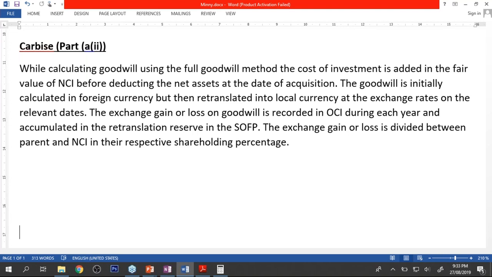Yes, Tamina, if you write this paragraph, you're going to get the full answer. Manik, this is a difficult question, actually.